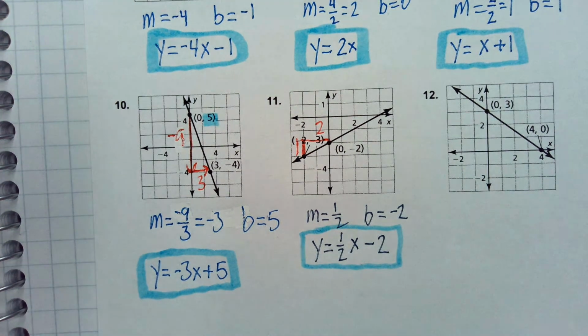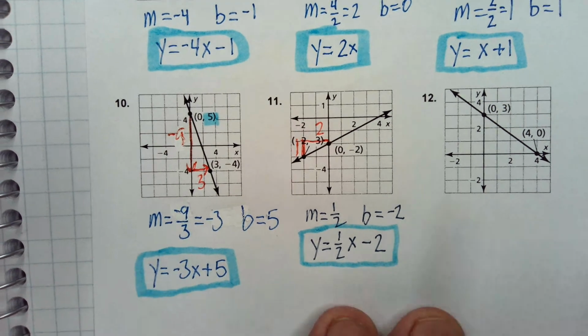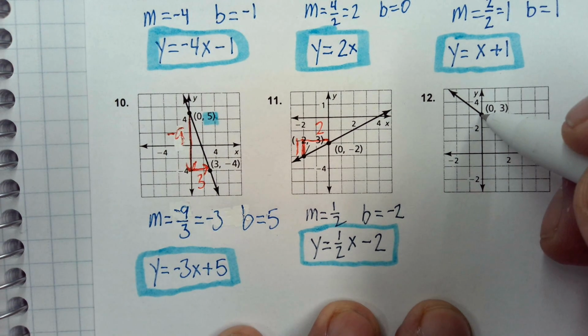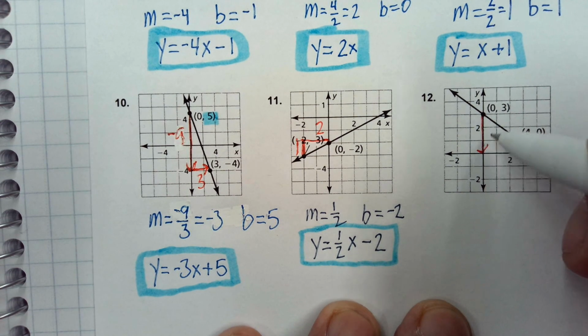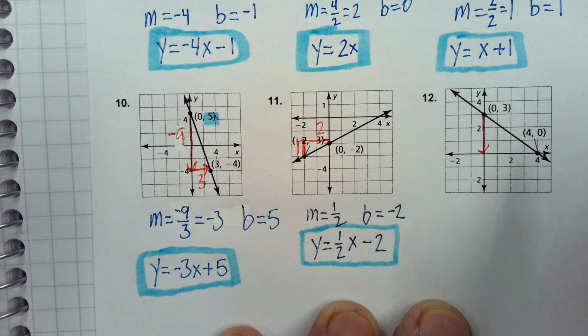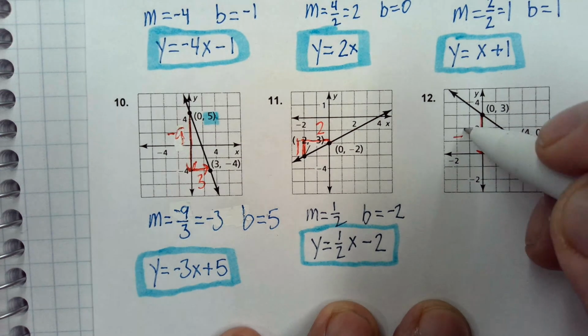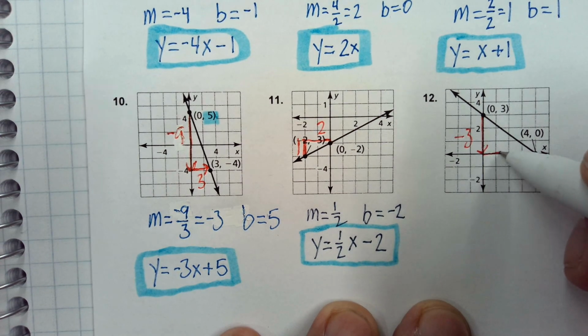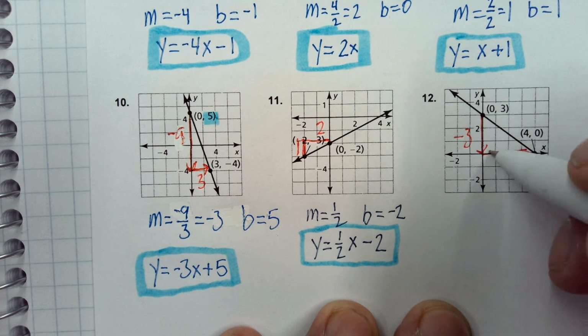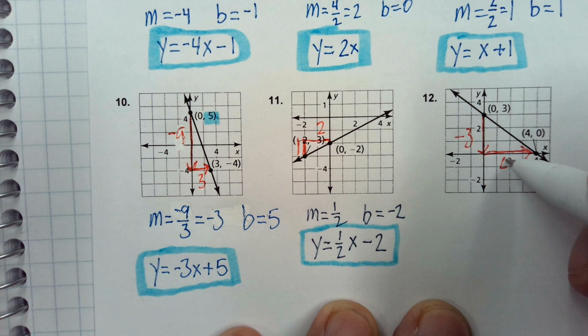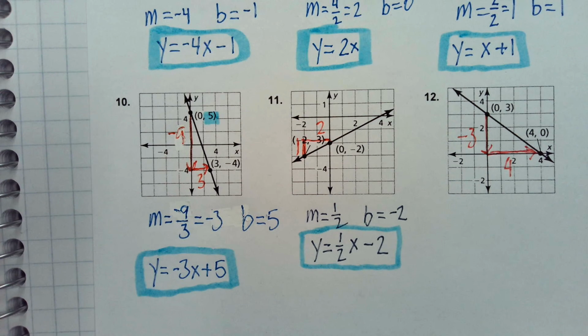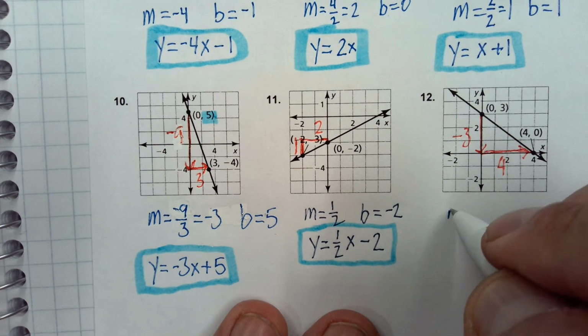Now, let's do this one. We'll start at the 0, 3 point, work our way down. So this one's going to be a negative slope. It's going downhill. And this is 1, 2, 3, so -3. And then we're going to go across how many? 4. So that would be -3/4.